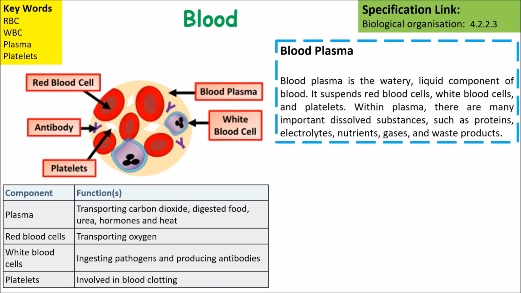Blood plasma is the watery liquid component of the blood. It suspends the red blood cells, the white blood cells and the platelets within it. It also carries dissolved nutrients around the body.